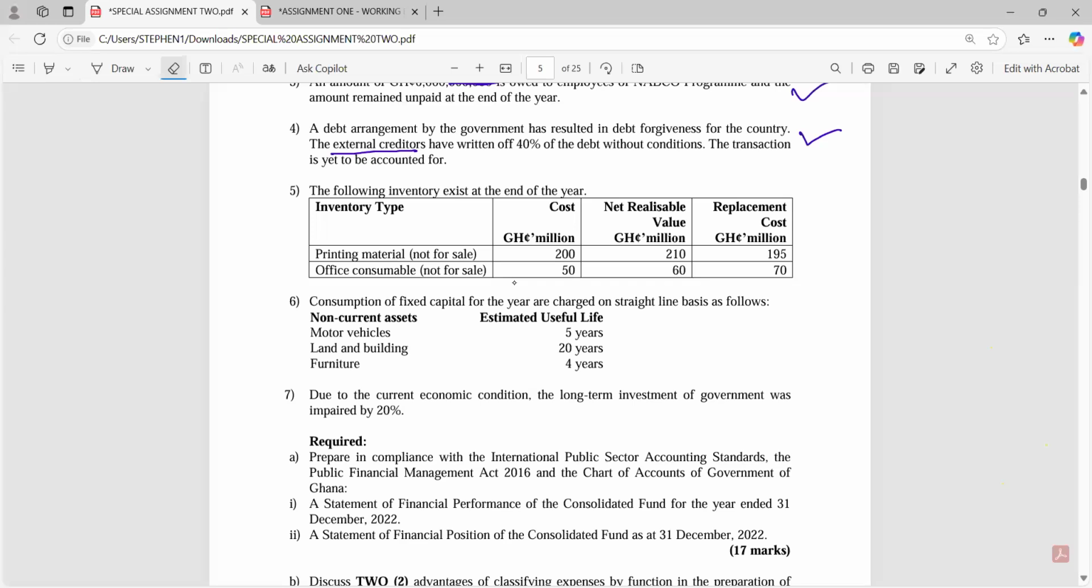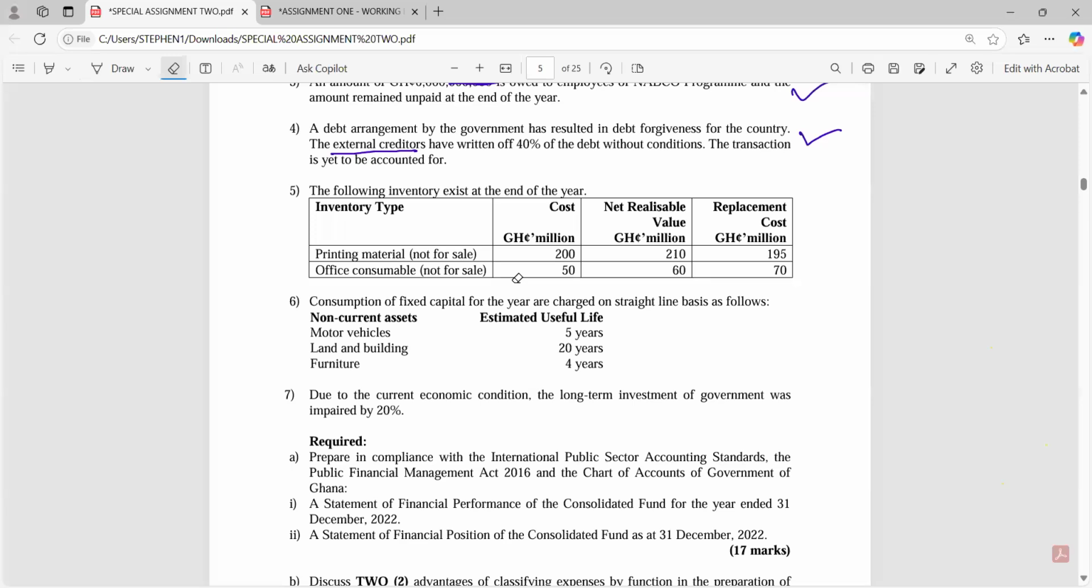Do you know why? Because they wrote in brackets, not for sale. Just follow the principles. They said printing material, in brackets, not for sale. If they wanted to be wicked to students, they would just say printing material, full stop. They will not tell you whether it's for sale or not. You have to know that printing materials are for office use and hence they are not for sale.